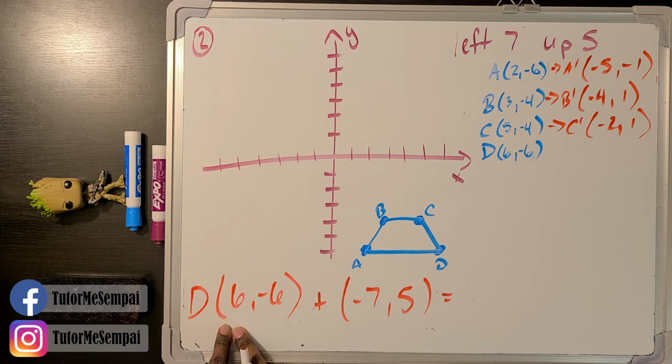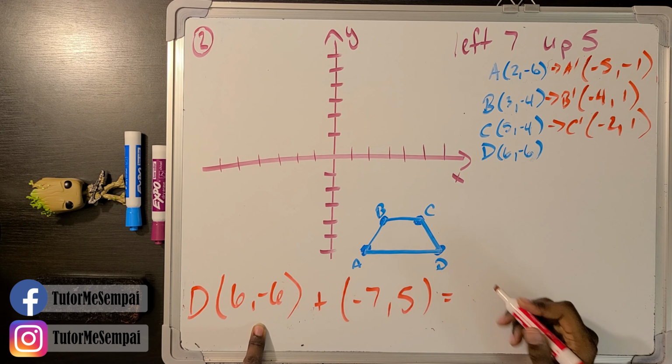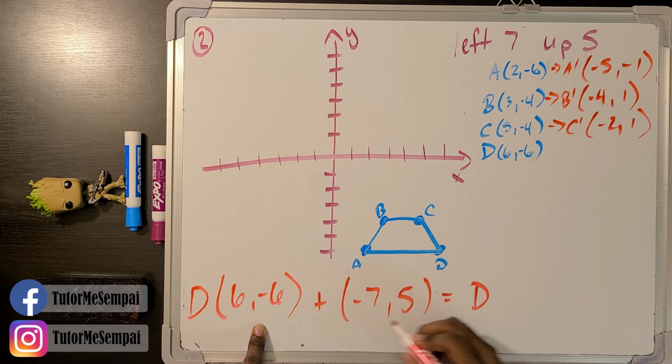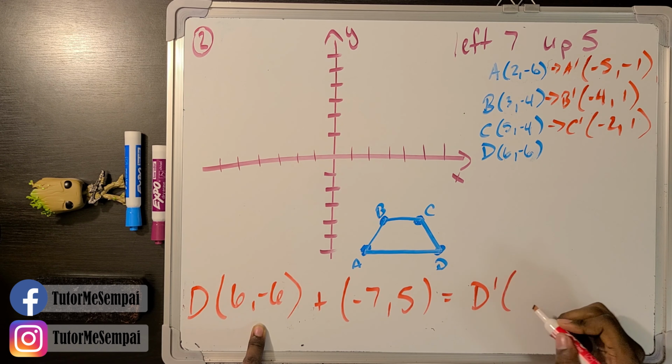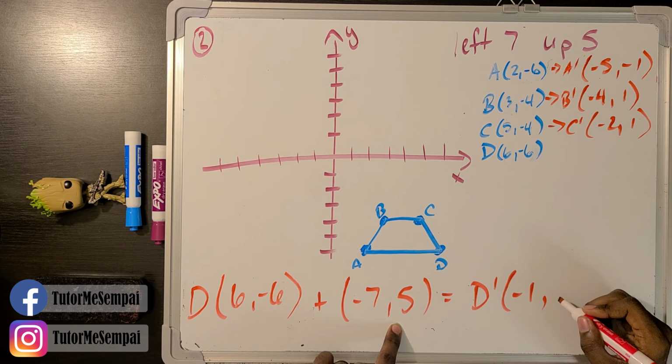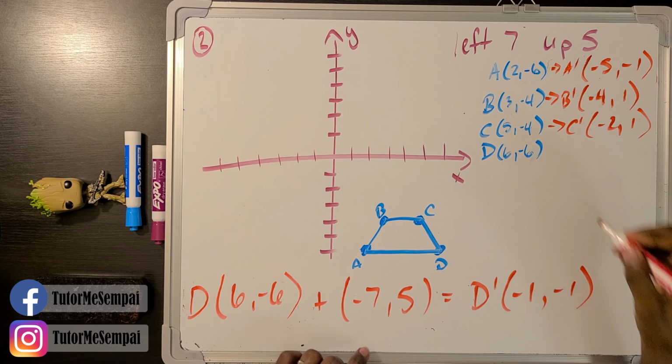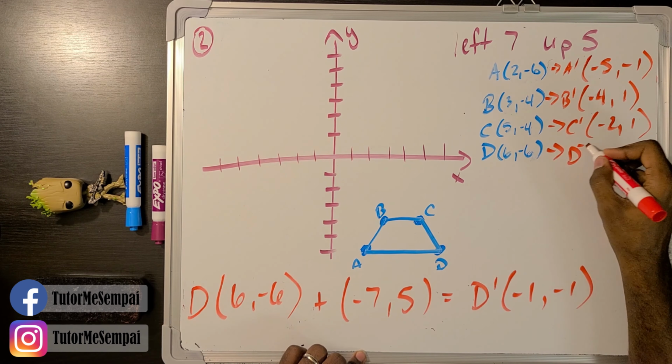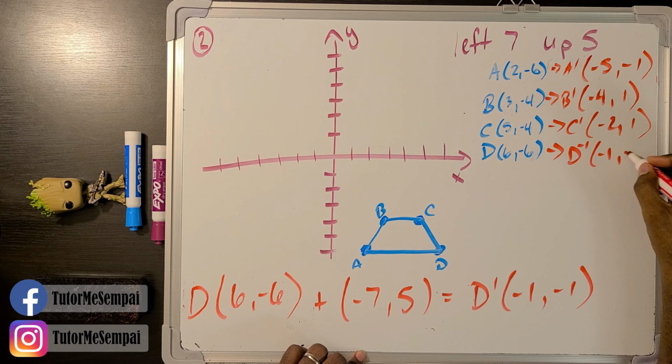D is starting at 6, negative 6. So subtracting that 7 from your x coordinate gives us a negative 1. And adding that 5 gives us a negative 1. So D prime is going to be negative 1, negative 1.